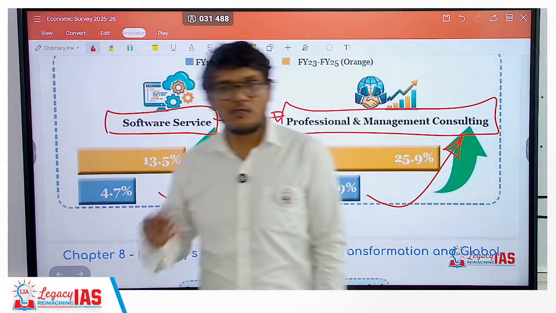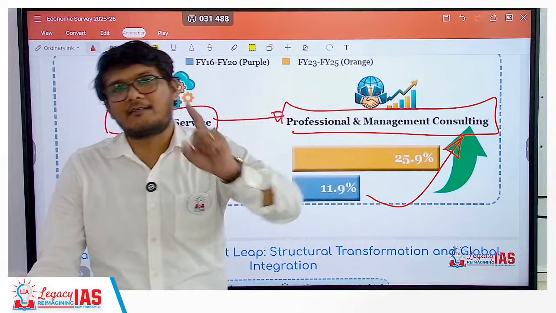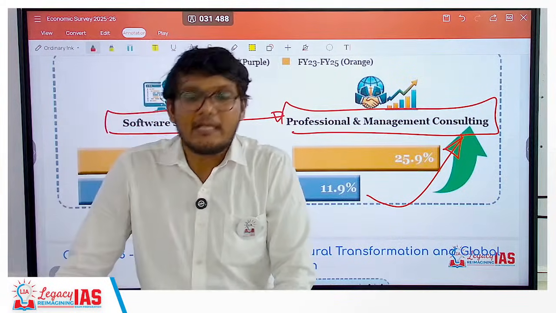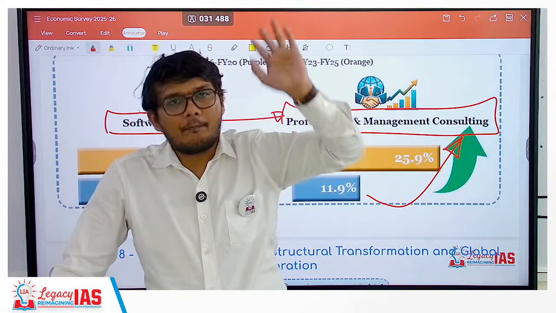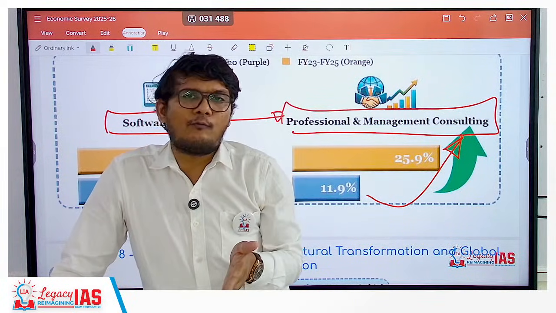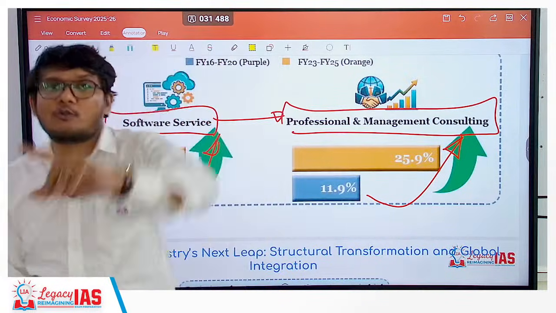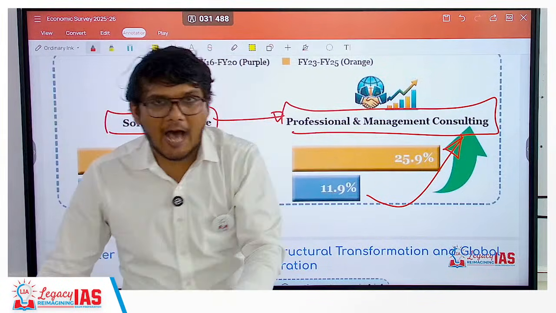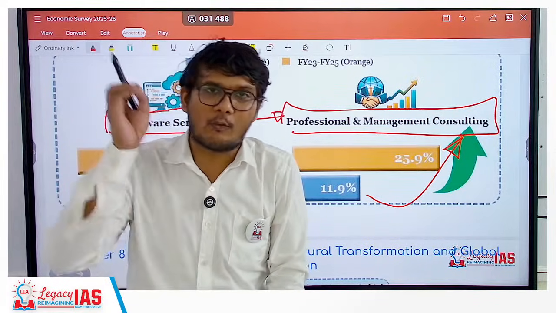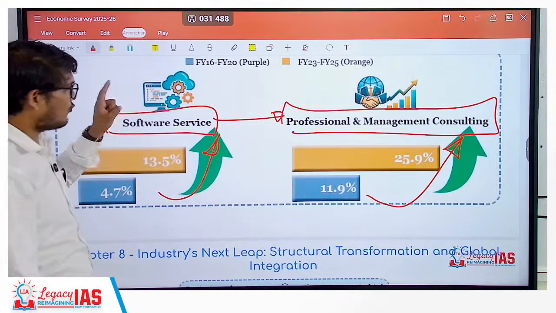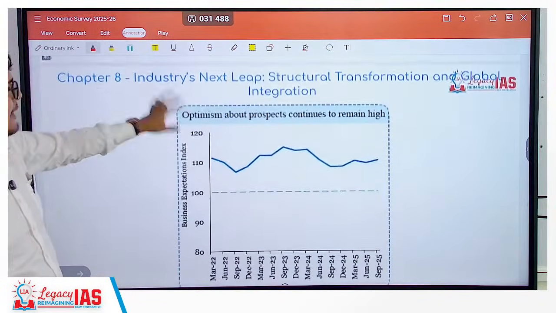In fact, in addition to this, other things in the services sector are also growing in India. Even tourism pre-COVID was on the peak, but during COVID, of course, it saw a downfall. After that, it was still trying to recover to the pre-COVID level. Now we are reaching the pre-COVID level of tourism. So the service sector is doing quite well, specifically led by the software services and professional and management consulting.